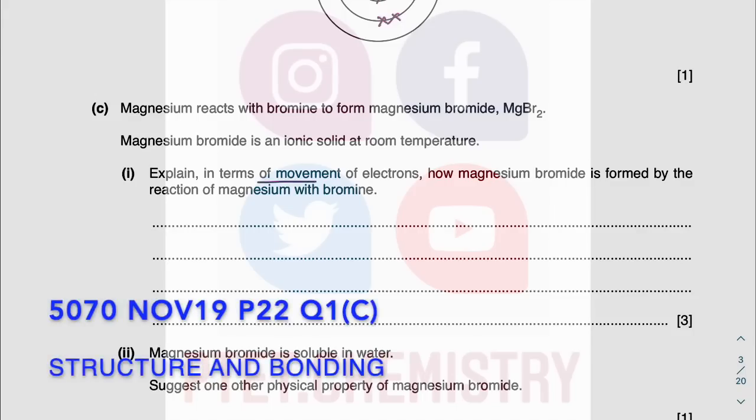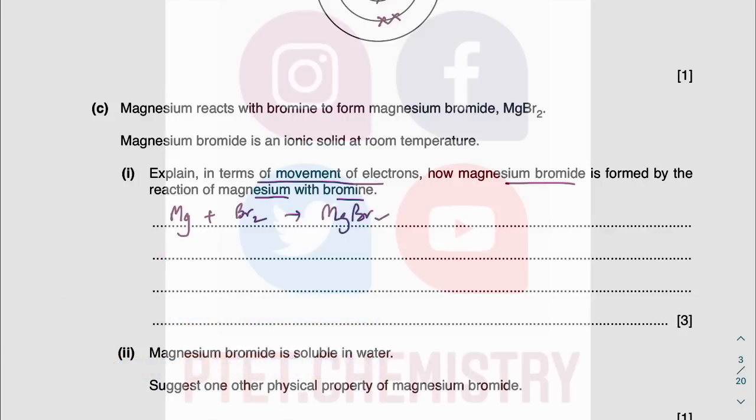Next bit, in terms of the movement of electrons, how you get magnesium bromide from magnesium and bromine. So when you have magnesium reacting with bromine to give you magnesium bromide, this is a giant metallic structure. Should probably spell it out correctly. Giant metallic structure. This one is a simple molecular structure. This one is giant ionic structure.